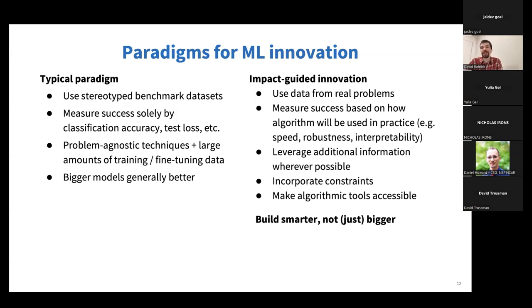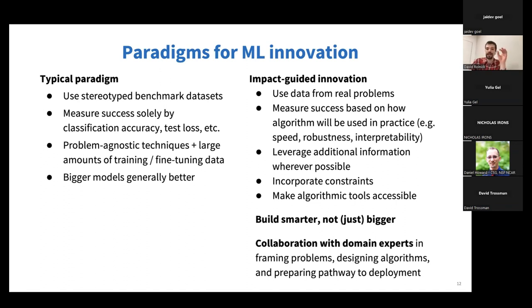And so impact-guided innovation is a way that you could think about the actual kind of innovation that you need, which typically blends with the methods-driven approach. So you can adapt the transformer approach to a particular application domain or a particular kind of problem within that application domain, and you can innovate based upon the specific constraints that you see there. And so this is what I'm going to be talking about in the rest of this talk, thinking about how to innovate in machine learning with a view to the impact and the particular applications that you're working with. And then, as I noted before, collaboration with domain experts is key at every stage, from framing the problems to designing the algorithms and also preparing a pathway to deployment. So let's look at each component in this list. First of all, using data from real problems.